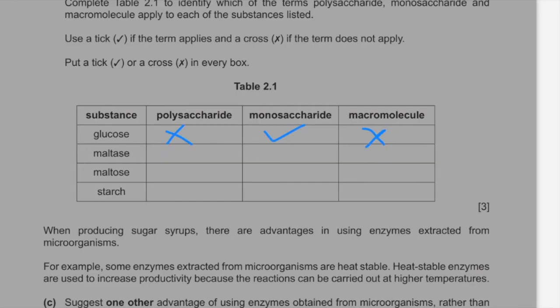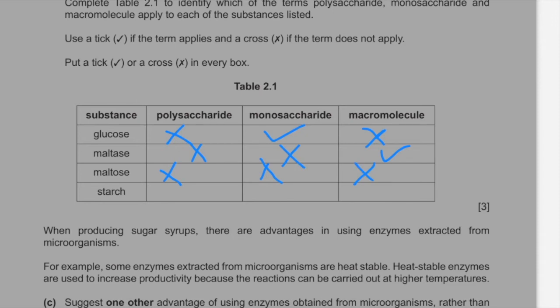Similarly, maltase is an enzyme, and therefore it is not a polysaccharide, it is not a carbohydrate, it is not a monosaccharide either, because it's not a single sugar unit. However, it is a macromolecule because it is a large biological molecule. Remember, maltase, an enzyme, would consist of at least a single polypeptide. Maltose is a disaccharide, so not a polysaccharide, not a monosaccharide either, nor is it a macromolecule.